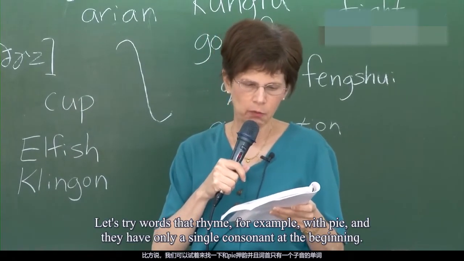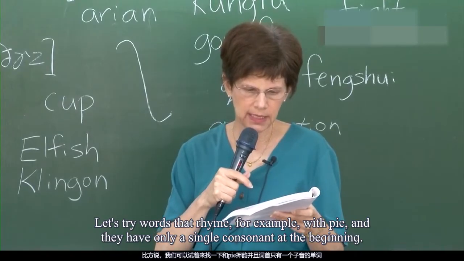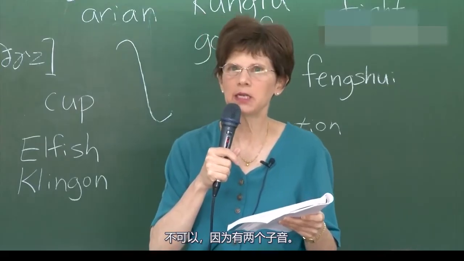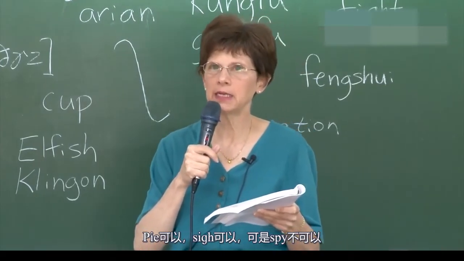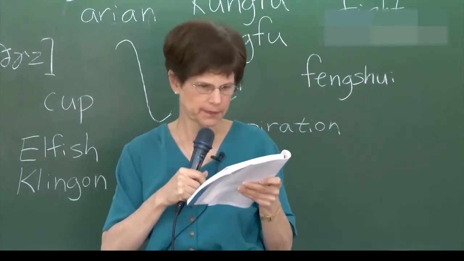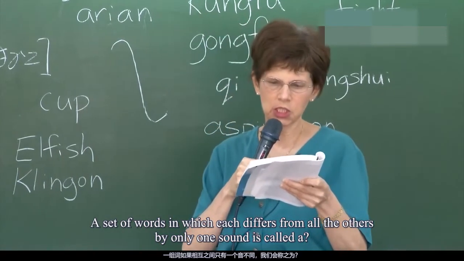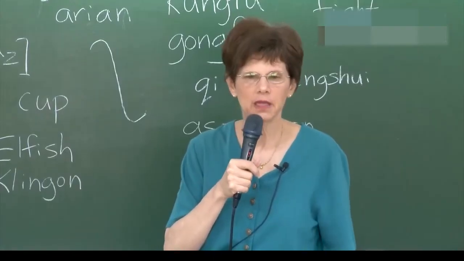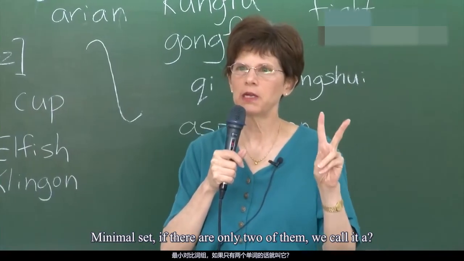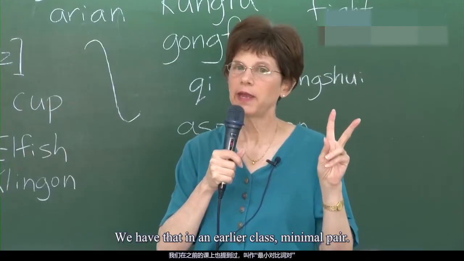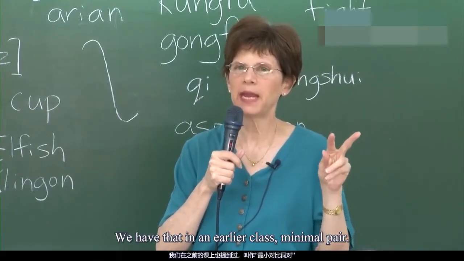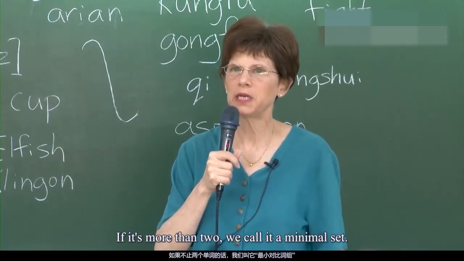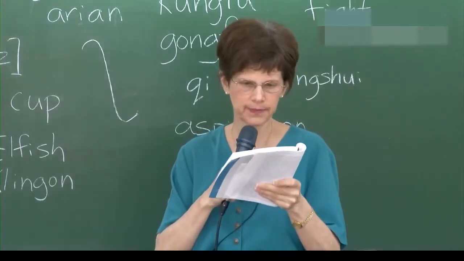Let's try words that rhyme, for example, with pie, and they have only a single consonant at the beginning. So we can't use spy, 不可以，因为有两个子音。pie 可以，sigh 可以，可是 spy 不可以。A set of words in which each differs from all the others by only one sound is called a minimal set. If there are only two of them, we call it a minimal pair. If it's more than two, we call it a minimal set. Everyone, minimal set.